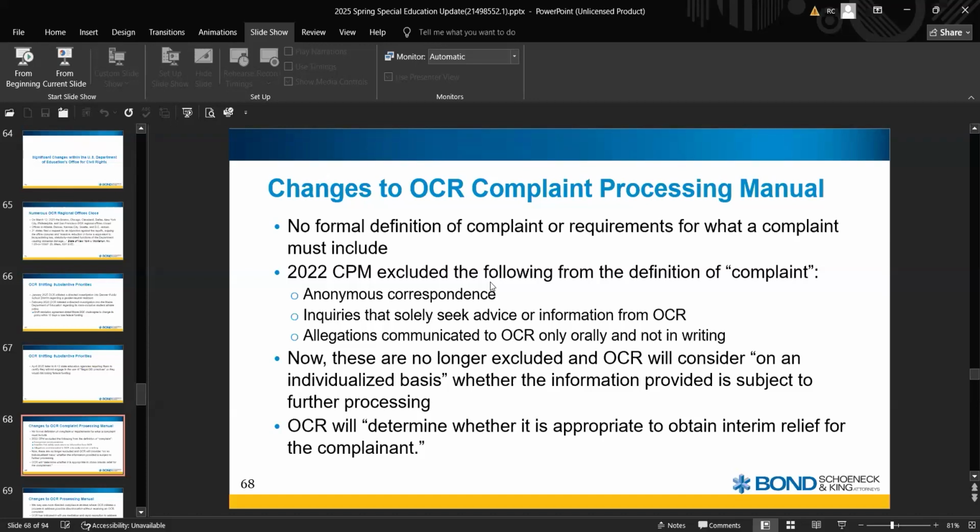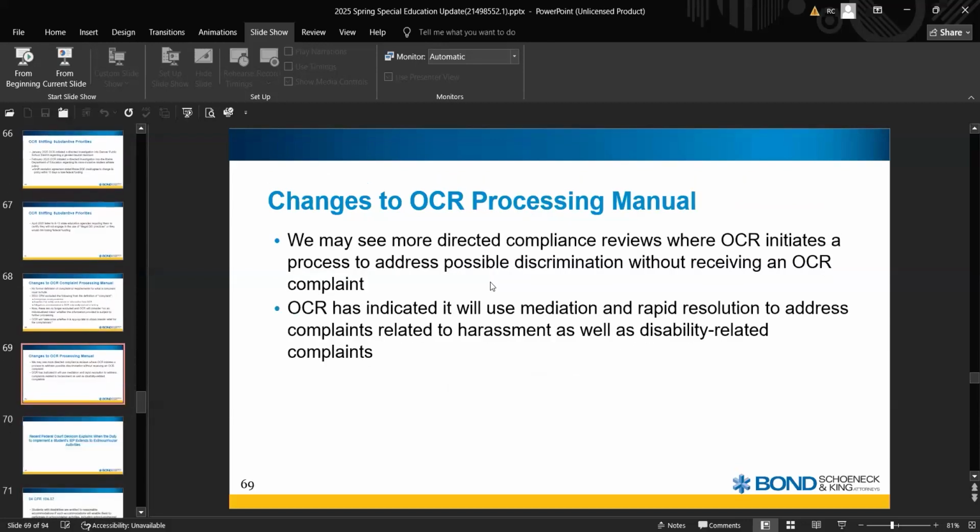So one of them is the concept that they don't even have to have a complaint to initiate an enforcement and investigation activity. Now, given the reduced workforce that they're working with right now, we expect that that authority is going to be utilized more broadly than it has in the past. OCR is potentially going to be working on things like anonymous tips, where a tip-off will be sufficient to initiate an investigation and an insistence on compliance activity. So we may see more directed compliance reviews.